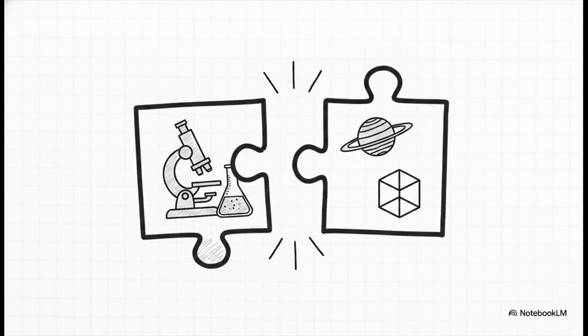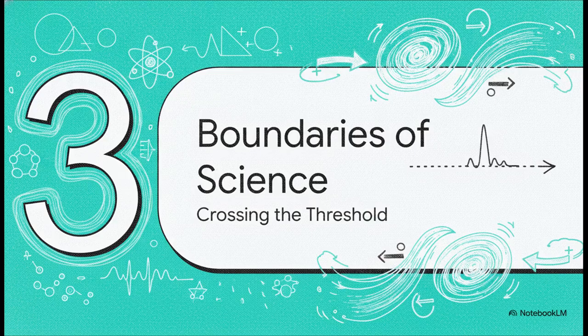Because everything we've just talked about relies on measurement and particles, it's entirely governed by empirical observation. The text basically says that the positive universe is the world that can be and ultimately will be explained by science. In this framework, traditional science and the positive universe are totally a match made in heaven. But what happens when we hit a wall? Let's look at Section 3, the boundaries of science, crossing the threshold.